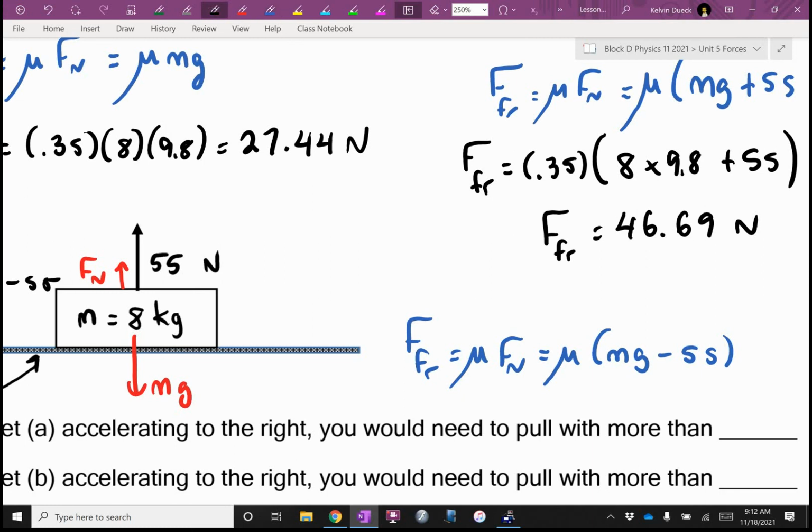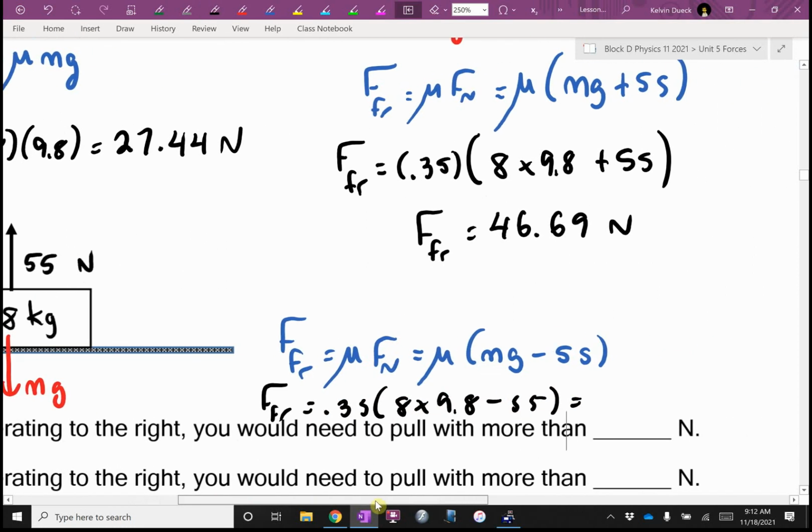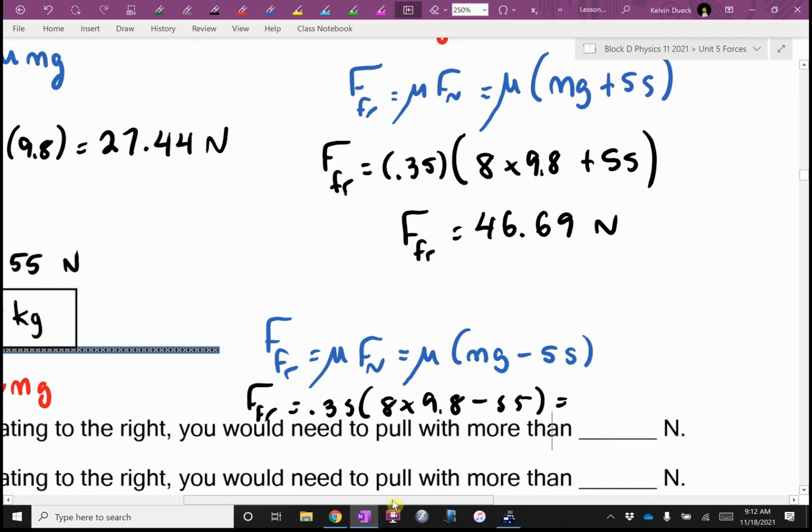Let's plug in our numbers. What's mu? 0.35 bracket 8 times 9.8 take away 55, which is what? Can you give it to me to three, like all the decimals? 8.19?